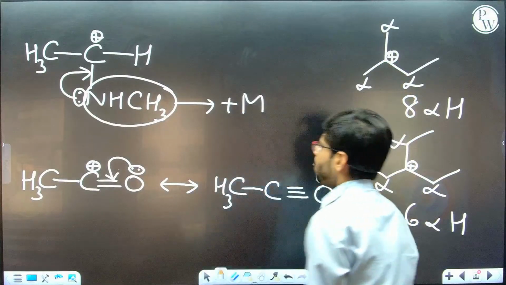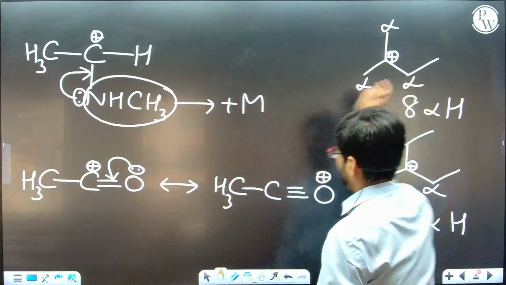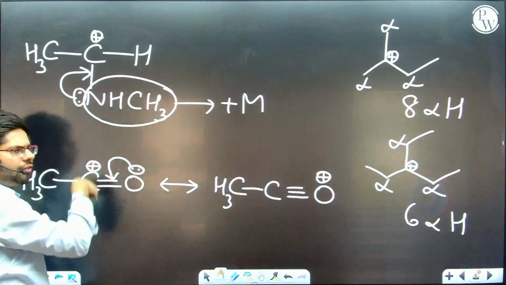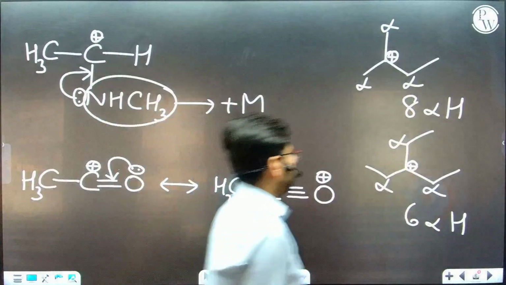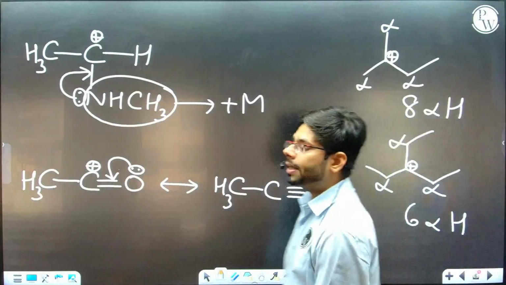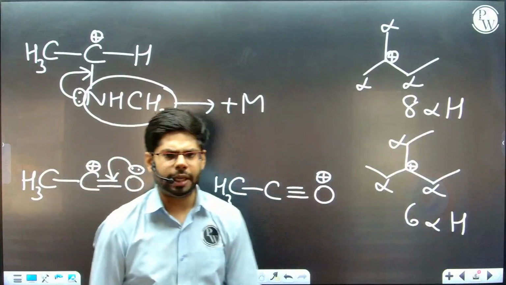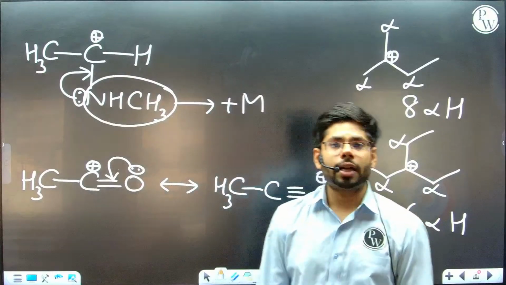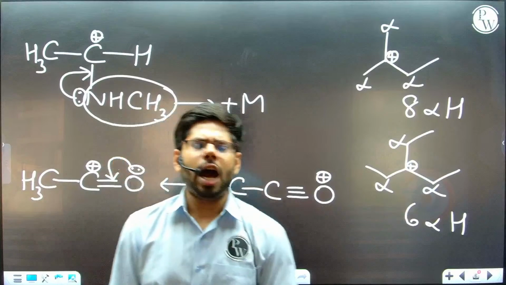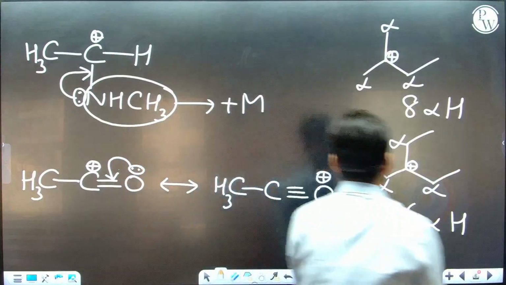Now, if I compare this and this, or this and this, then definitely this is much more stable because here we have plus M effect. So more the plus M effect, more is the stability of the carbocation. If there is no plus M effect, we start counting alpha hydrogens, and then we say more the number of alpha hydrogens, more is the stability of the carbocation. Carbocations are extremely important. We come across carbocations in so many chapters, right? Hydrocarbons, alcohols, phenols, ethers, right? Okay.